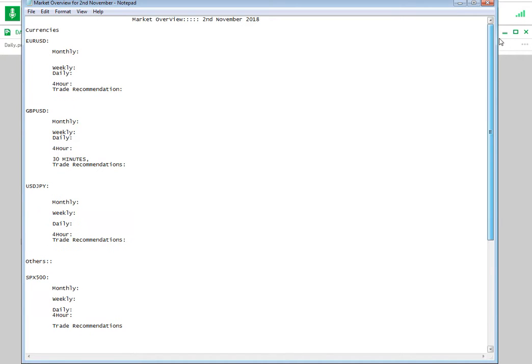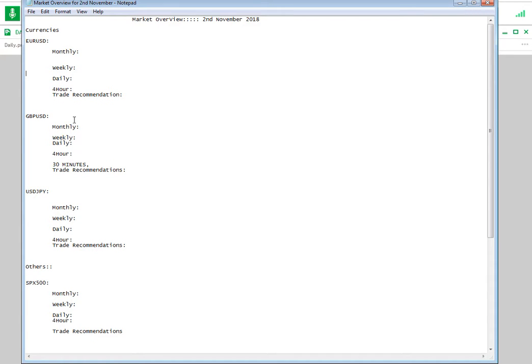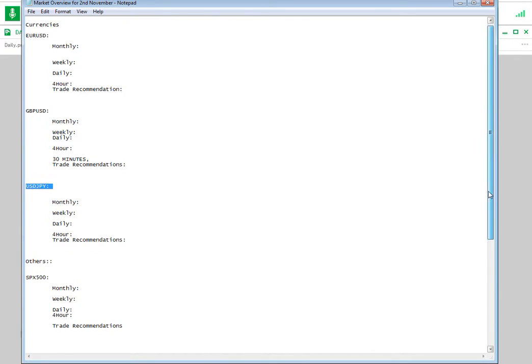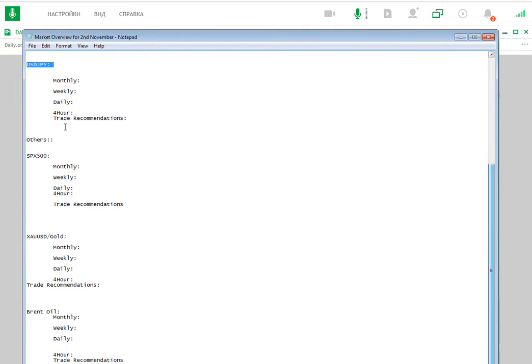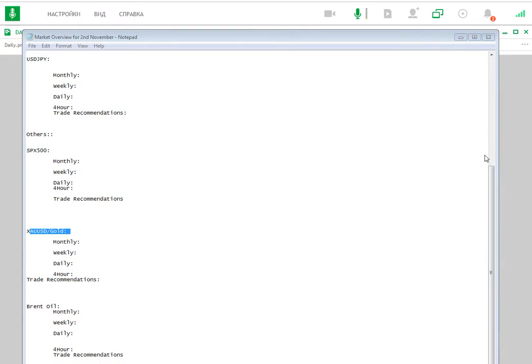We've been looking at what we expect to happen this month, and then we looked at GBP/USD monthly basis, and then Euro/USD also monthly basis. USD/JPY we also had monthly basis, and then we also looked at SP500 on the monthly basis. Then gold also we looked at from the monthly point of view, and then we also had Brent oil, which we also looked at on the monthly point of view.